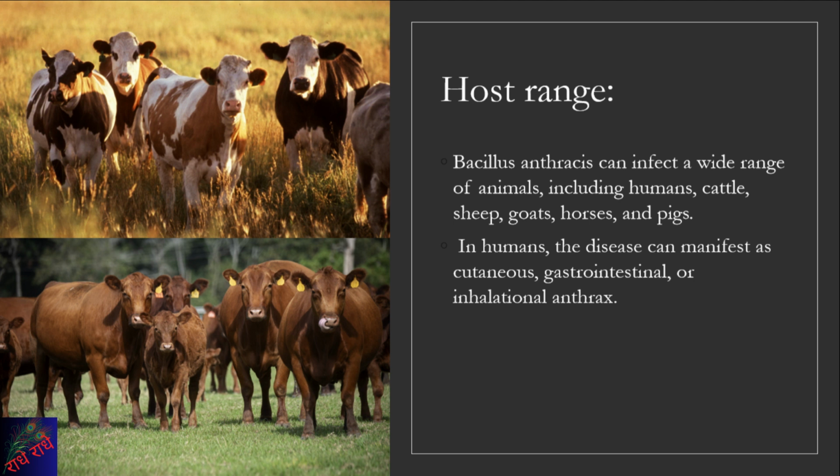Bacillus anthracis is capable of infecting humans, cattle, sheep, horses, and pigs. It can present itself in 3 forms: cutaneous, gastrointestinal, or inhalational anthrax. Understanding its potential impact on public health requires knowledge of its host range.